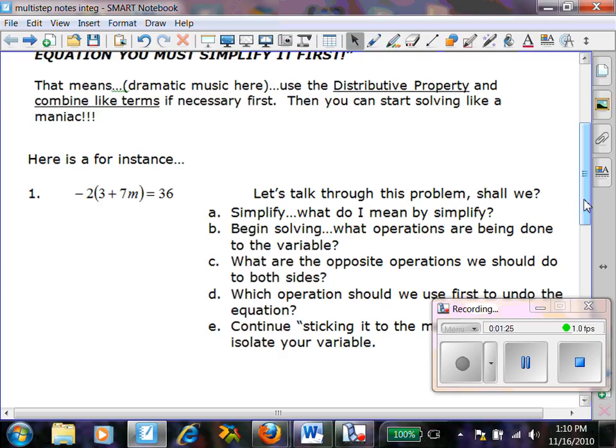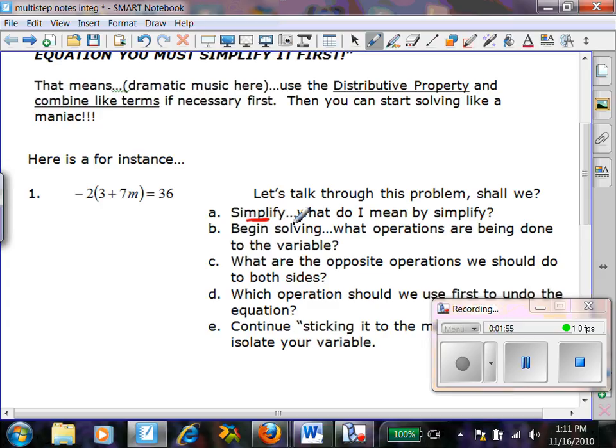All right, so let's take an example, shall we? We shall. Let's look at -2, parentheses, 3 plus 7m is equal to 36. Well, this looks complicated. Well, let's break it down one time and make it a little more simple. So first, part A, we're going to simplify. What do I mean by simplify? I mean make it simpler. I want to get rid of anything extra that I don't really need here.